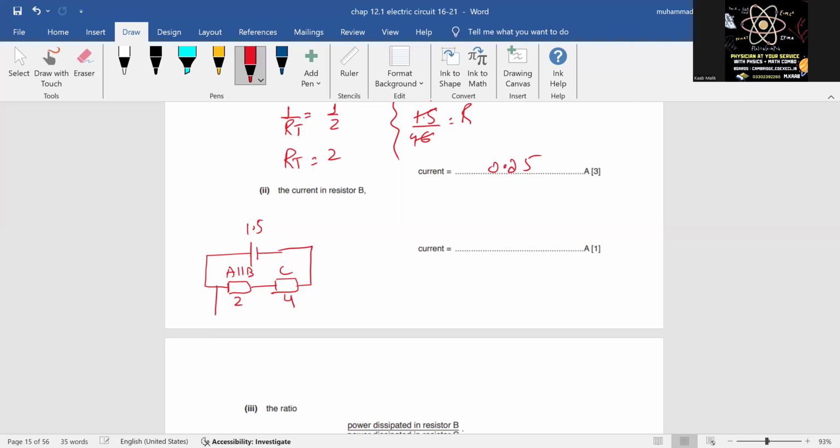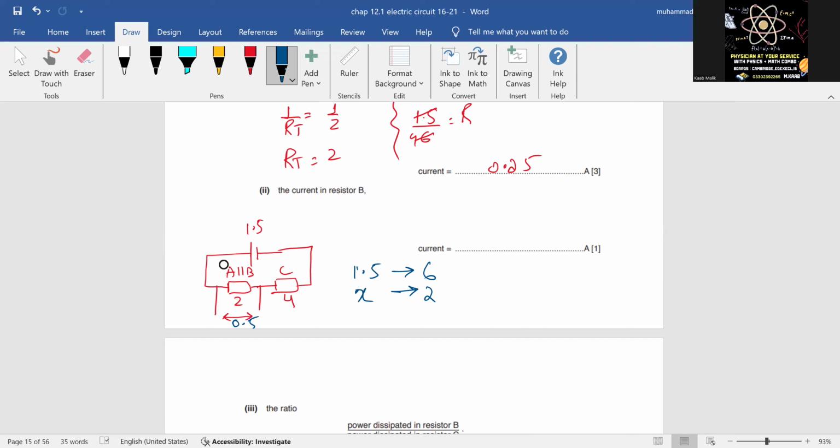They are asking for the current in B, so we need this voltage, and it is not equal to 1.5, because most of it will drop across the 4 ohms. So you can just do the ratio method. If 1.5 volts drops across the overall resistance of 6 ohms in the circuit, what would be the voltage drop across the 2 ohm resistor? That would be 3 over 6, 1 over 2, 0.5. Okay.